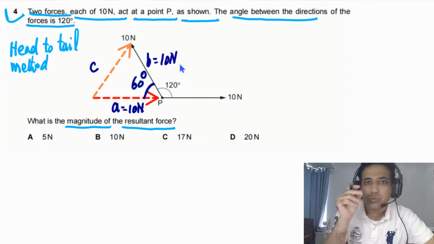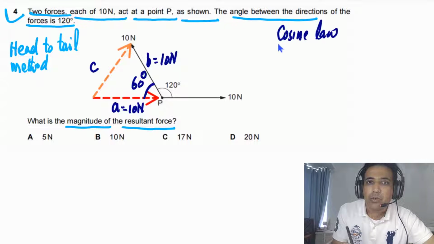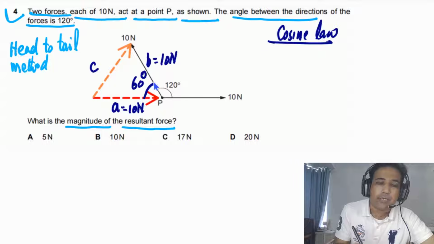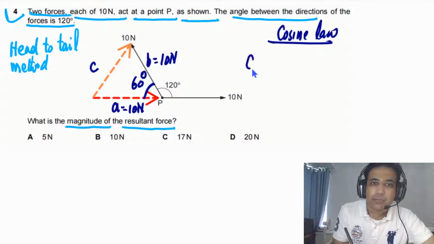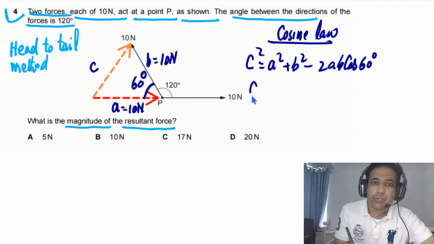Now simply we can use cosine law. So we can write down cosine law. According to cosine law, if you have angle between two vectors, we can write down the C square in this case will be equal to A square plus B square minus 2AB, and the cosine of angle between these two vectors is 60 degrees. So this is how we can find out C.